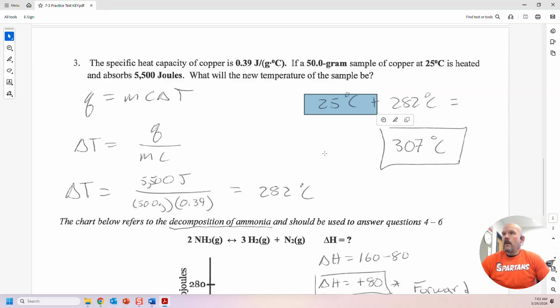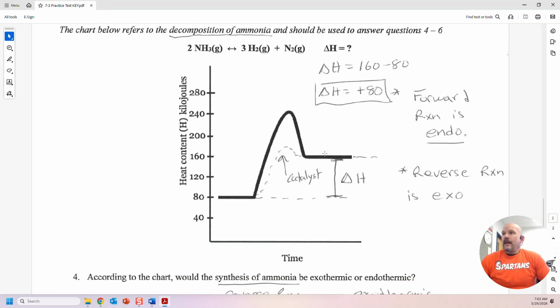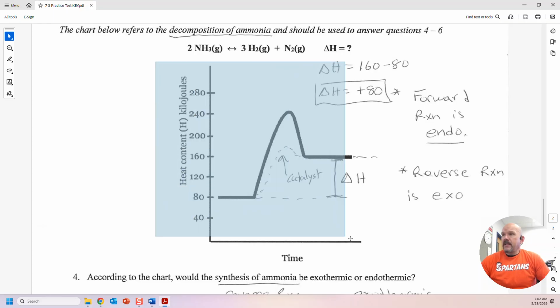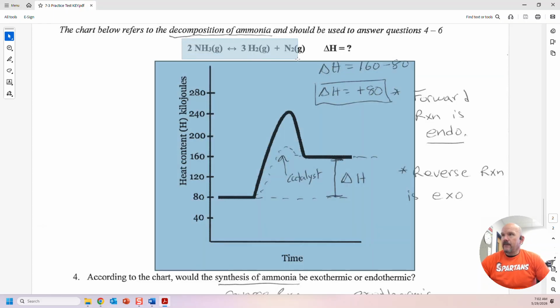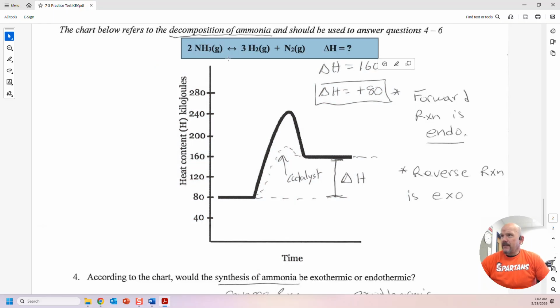Okay. All right. In this one, they give us a potential energy diagram for a reaction, and it's for this reaction. Notice that this reaction is the decomposition of ammonia. This is where we have to be careful, because when we look at number 4, they try to trick us. As soon as I see this diagram, I know that the forward reaction is endothermic, and the reverse reaction is exothermic. So the decomposition is endothermic, but the synthesis would be exothermic.